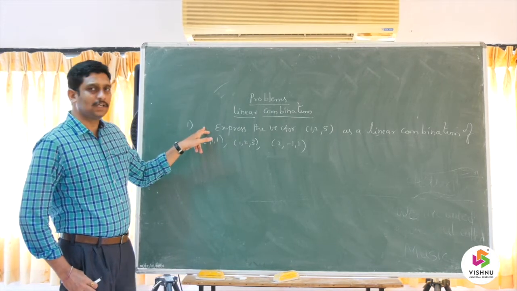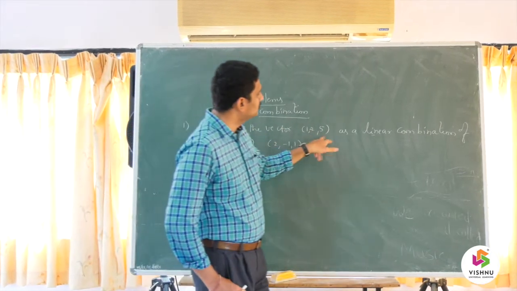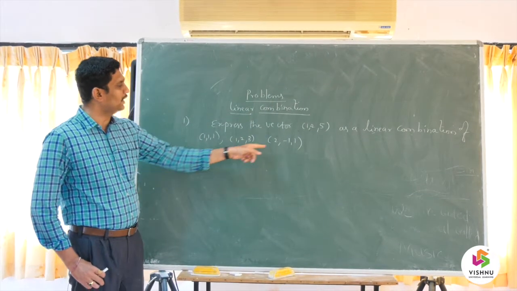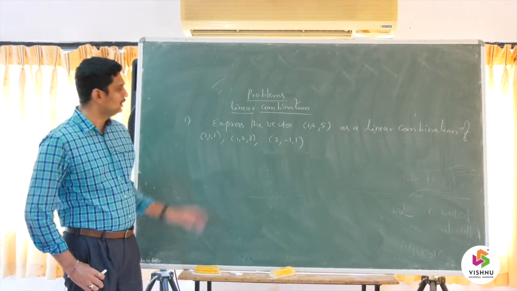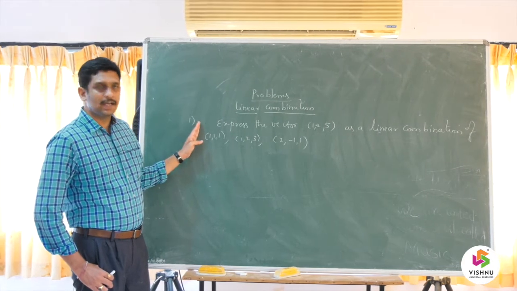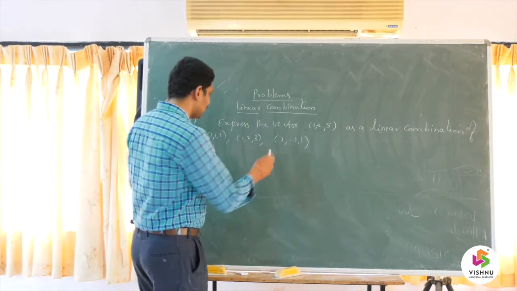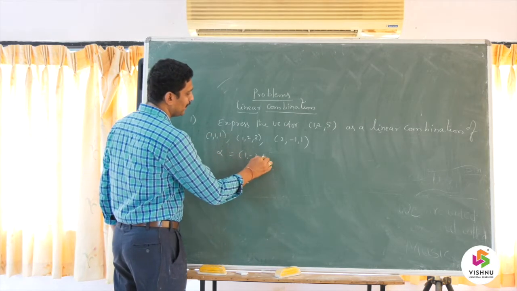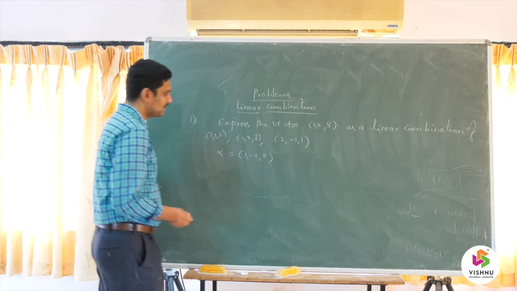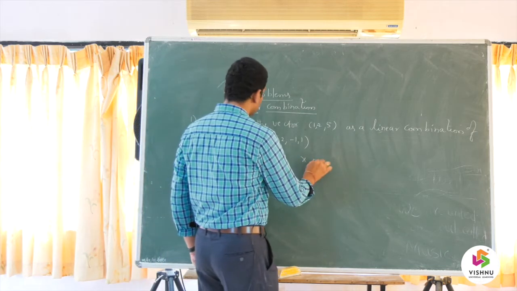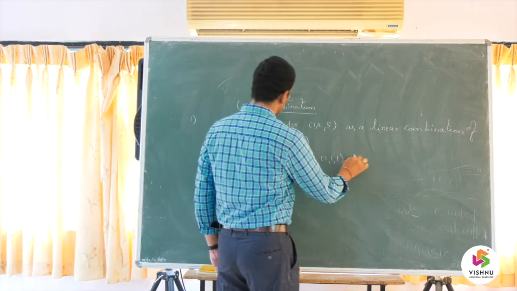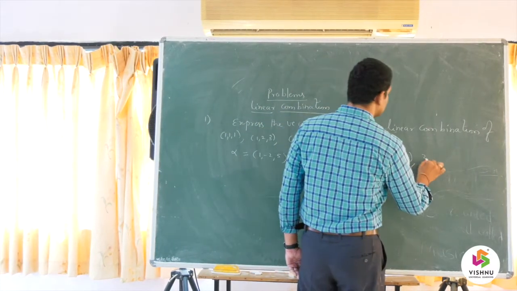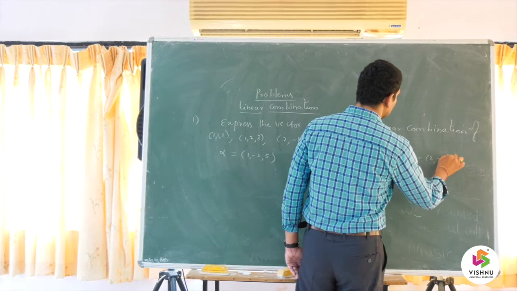So express the vector 1 minus 2 5 as a linear combination of 1 1 1, 1 2 3, 2 minus 1 1. So for convenience, let us give the names as, say, alpha equals 1 minus 2 5, and let us use the symbols x equal to 1 1 1, y equals 1 2 3 and z is equal to 2 minus 1 1.